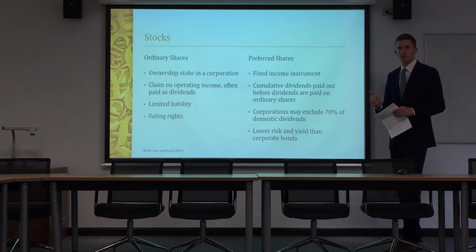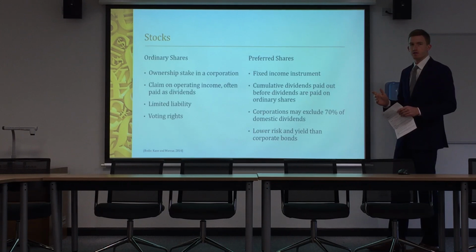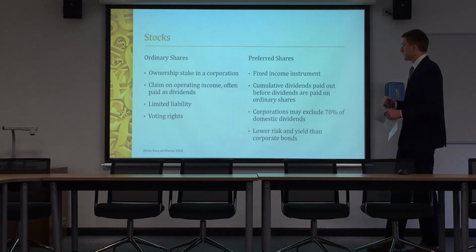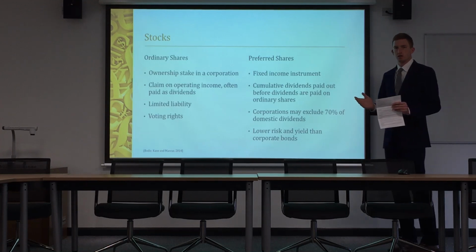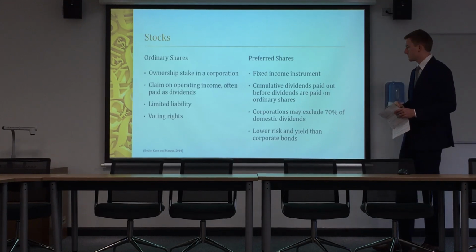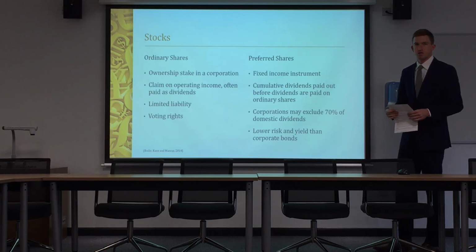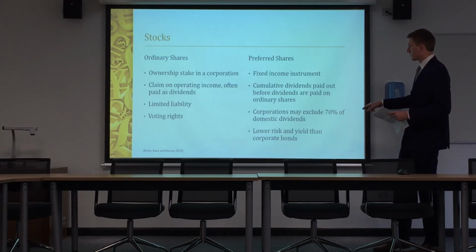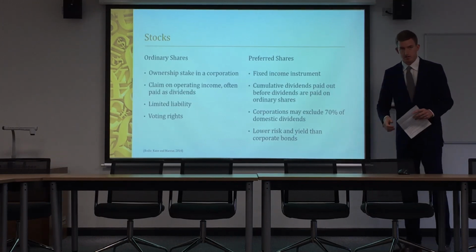Preferred shares are a little bit less common for us. They're more of a fixed income instrument. They pay their dividends prior to any ordinary shares receiving their dividend payments. So if any dividends are not paid in a certain time period, those usually accumulate, and then cumulative dividends are paid before any dividends on ordinary shares. One major benefit is that corporations may exclude up to 70% of any domestic preferred dividends. And lastly, because they're fixed income, they're generally lower risk and yield than corporate bonds.